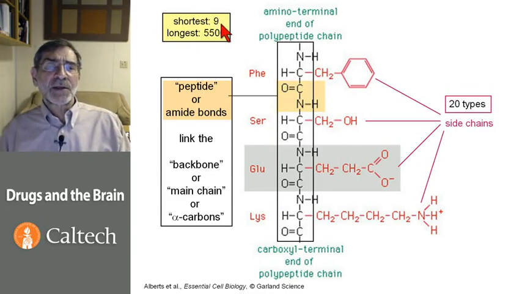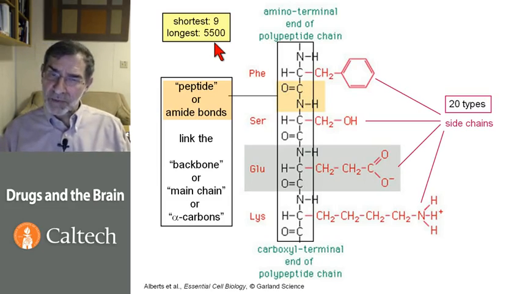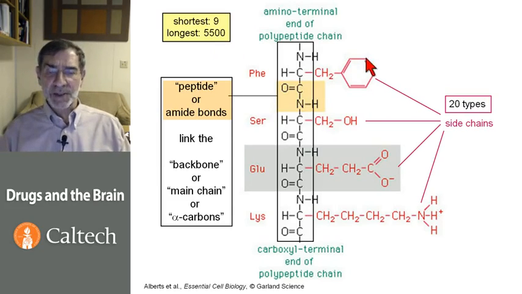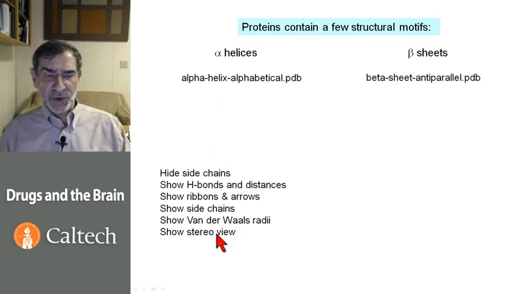The shortest peptide or protein in the nervous system has only 9 amino acids, and the longest has 5,500 amino acids. So there's a tremendous range in the characteristics of proteins in the body and of proteins in the nervous system. And again, virtually all receptors are proteins. Now, proteins contain a few structural motifs, a few basic kinds of putting together strings of amino acids, and I will show you those structural motifs right now.